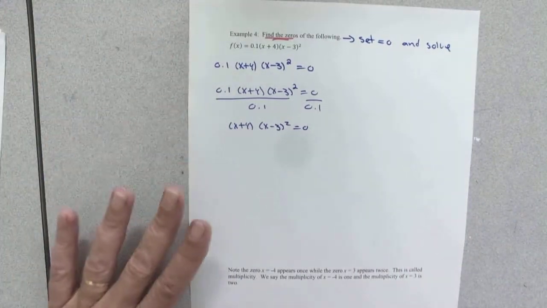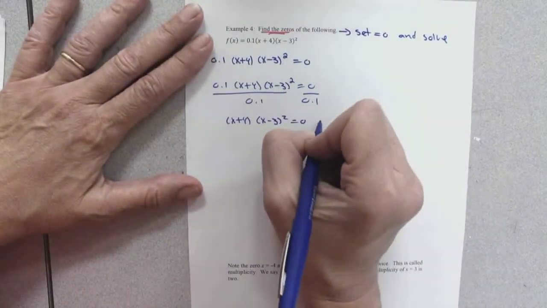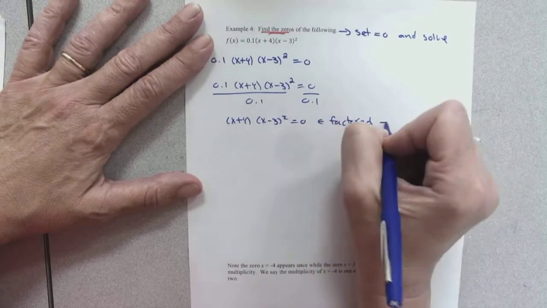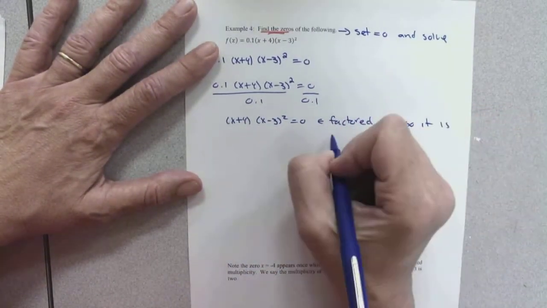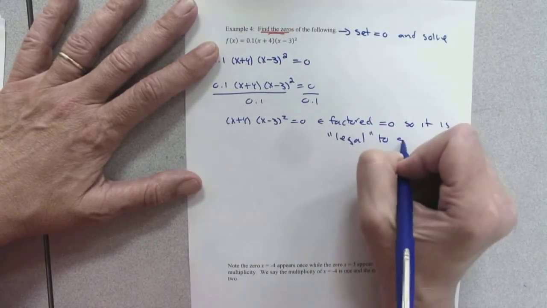Now there's still an easy and hard way here. The hard way would be multiply all that out. But the thing we want to remember here, to get to the easy way, is this is factored and equal to 0, so it is, quote unquote, legal to split up.